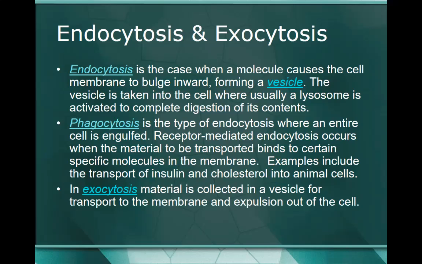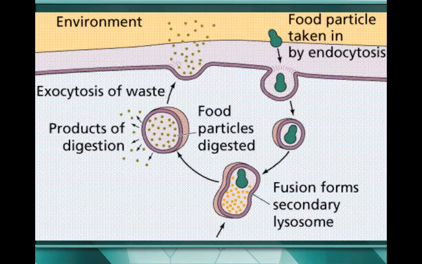And so when we start thinking about the transport of insulin, we start thinking about cholesterol coming into animal cells. These are examples of this process. In exocytosis, material is collected into a vesicle and then shipped out of the cell. This is very similar to what the Golgi body or Golgi apparatus does when it's packaging or shipping our proteins outside of the cell. So let's take a look at this.